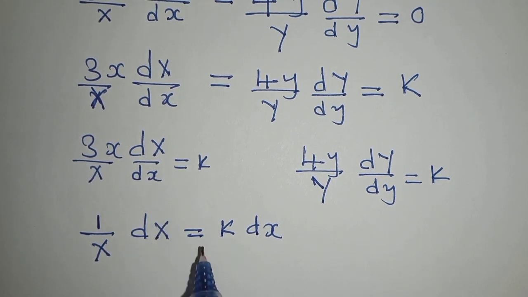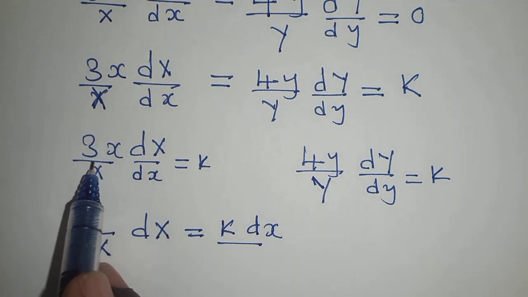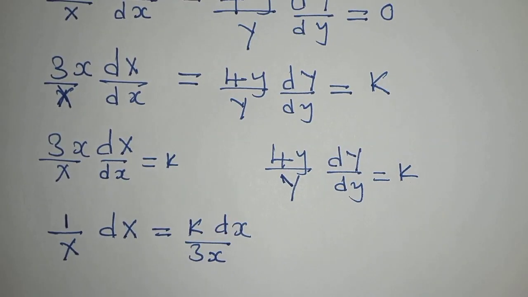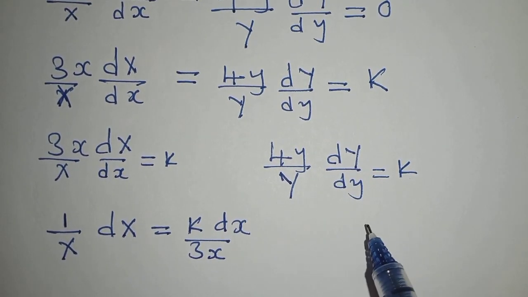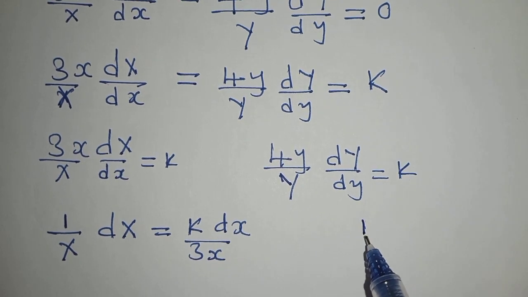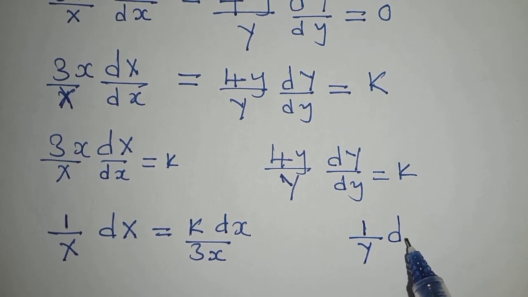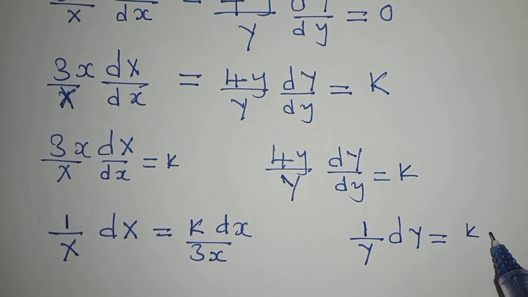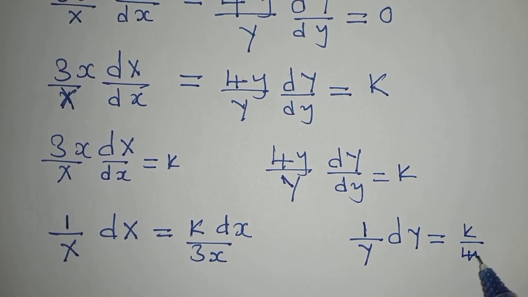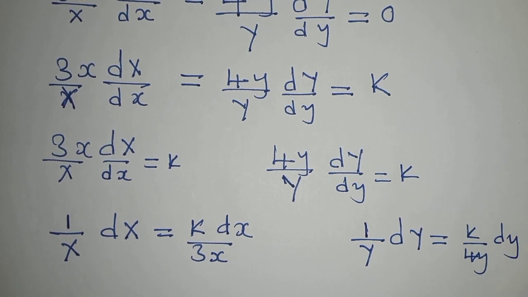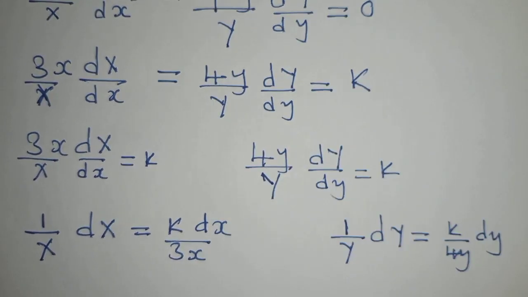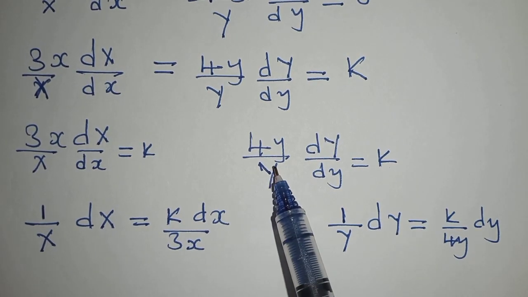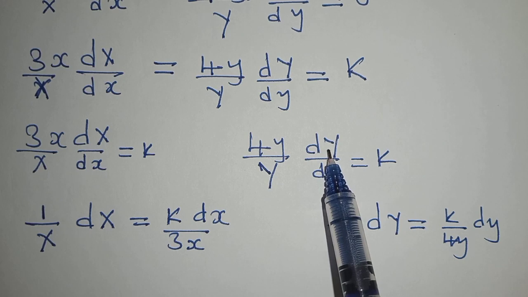We multiply by this dx, and then we divide by these 3 small letter x, like that. Okay, so the same thing must be done here. So we shall have 1 over capital Y dy is equal to k over 4y dy. Okay, so hopefully you know what is happening here. I'm just maintaining this and this.